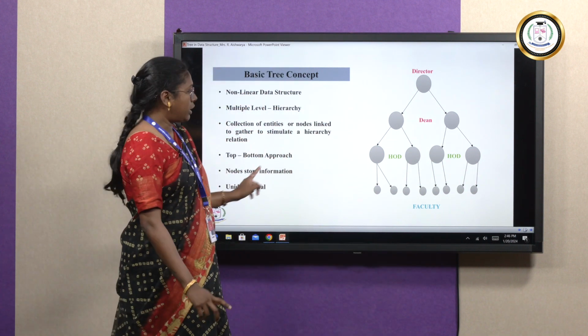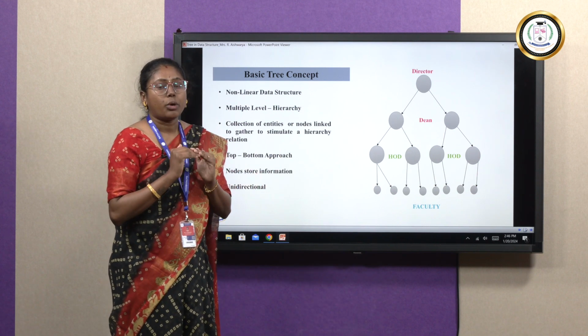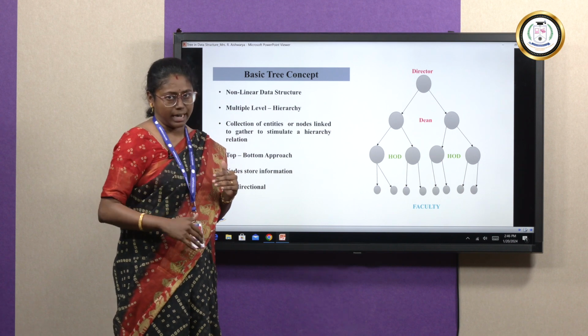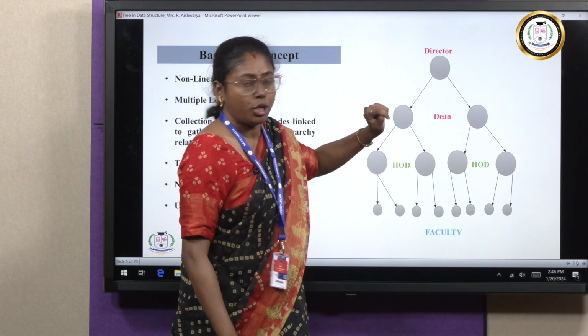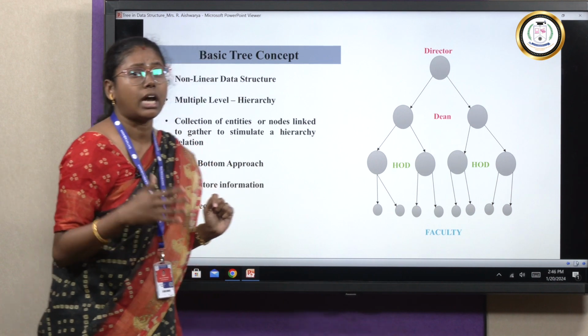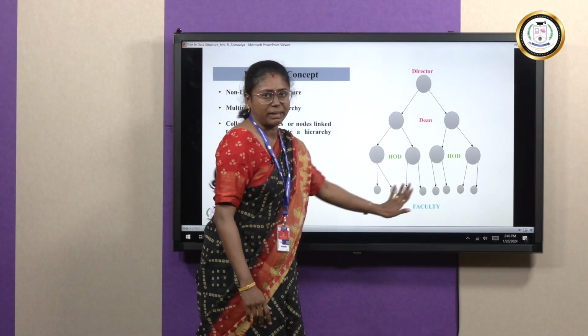So tree, as I already said, is a non-linear data structure. Here we are going to arrange the data in a hierarchy manner, meaning a step-by-step manner. You can look at this particular node. Each node has some information, some data. It may be an integer or a number, whatever. So this is the particular thing.